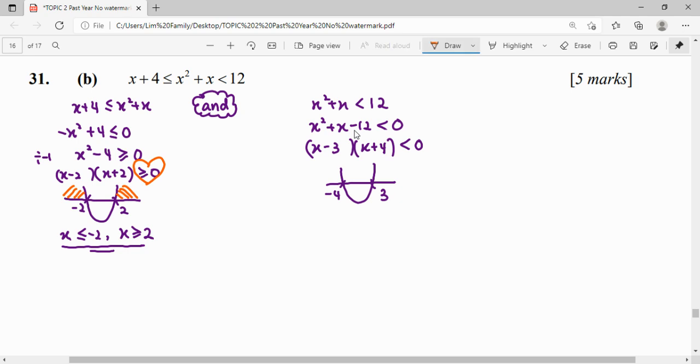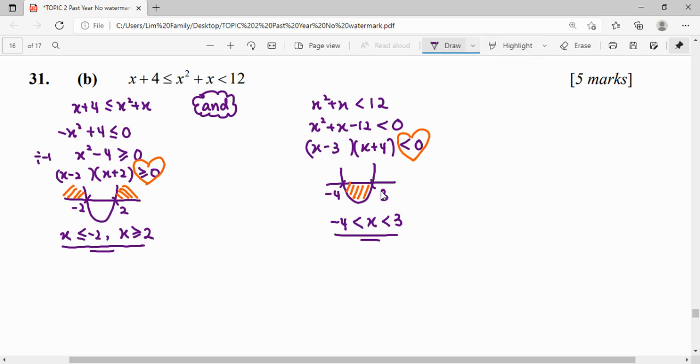In order to solve this inequality, we notice it is less than 0, which means we take the negative region. So our answer is located between -4 and 3. So -4 is smaller than x, and x is smaller than 3. This is our right hand side answer.